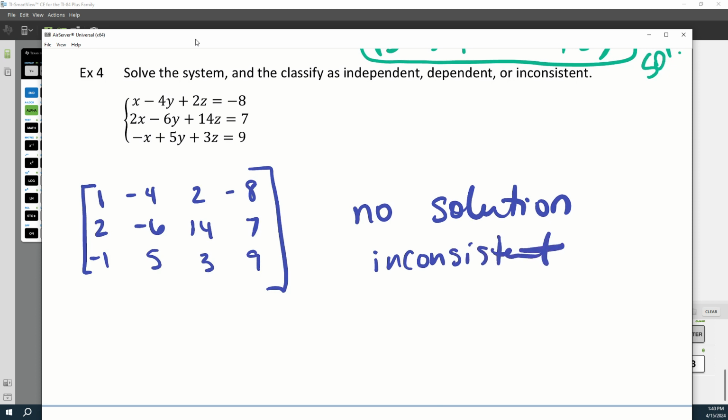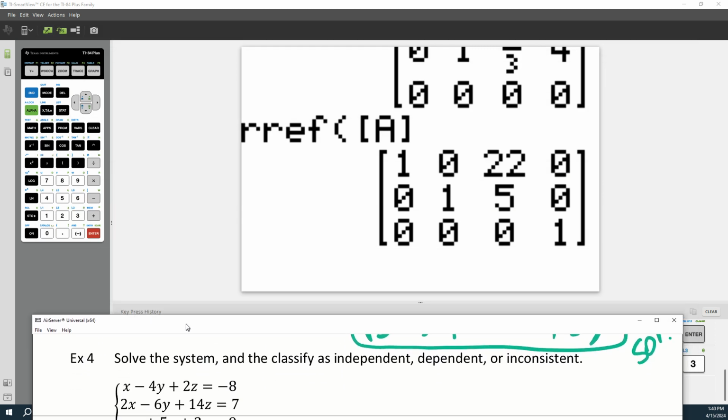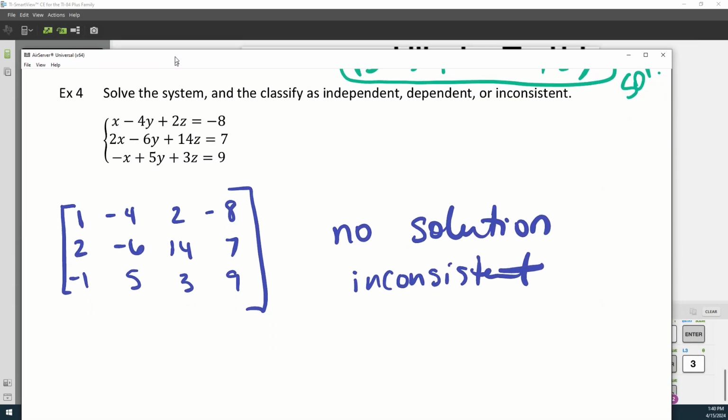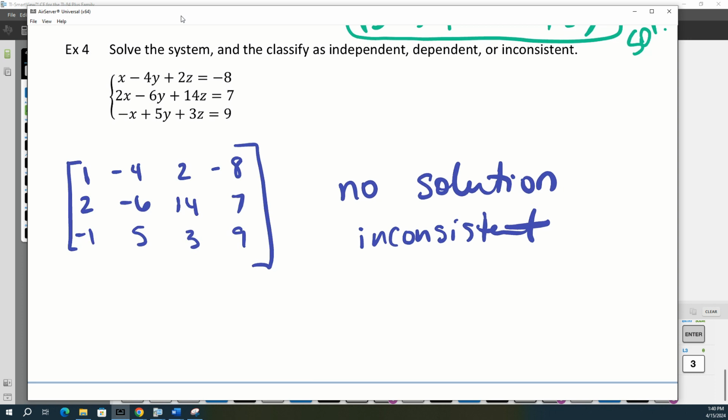If you didn't get what I got, I didn't get it the first time. I don't know what my calculator did. You got 1, -4, 2, -8. I got 2, -6, -14, 7. It should be positive 14. See, Tyler is grandpa. There's lots and lots of ways to mess up.